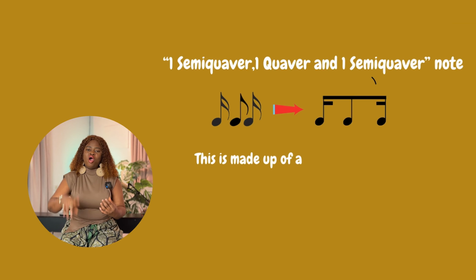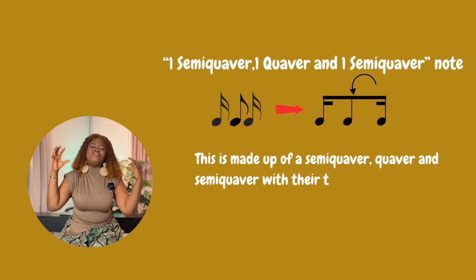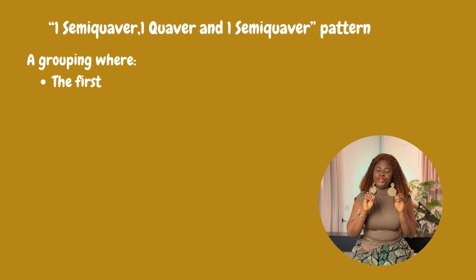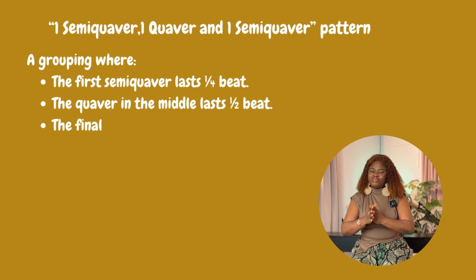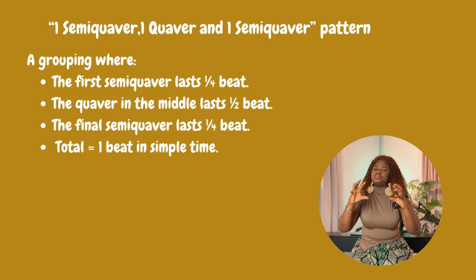The rhythm pattern we're going to be treating today is one semiquaver, one quaver, and one semiquaver note. Now, what is this rhythm pattern? It is a rhythmic pattern that is made up of one semiquaver, one quaver, and one semiquaver note with their flags joined together. This pattern is a grouping where the first semiquaver is quarter beat, the middle quaver is half beat, and the last semiquaver is quarter beat, and everything adds up to 1 beat.